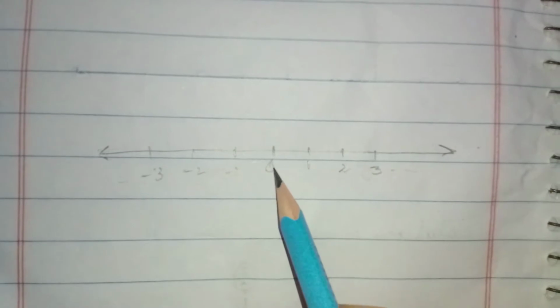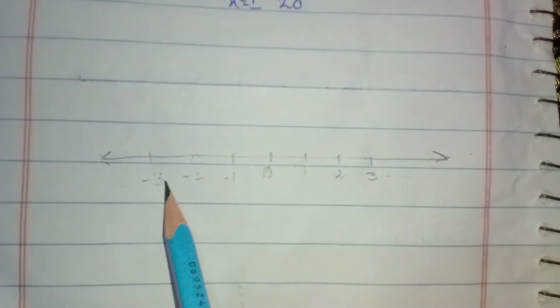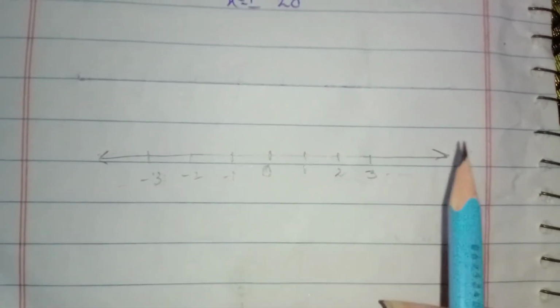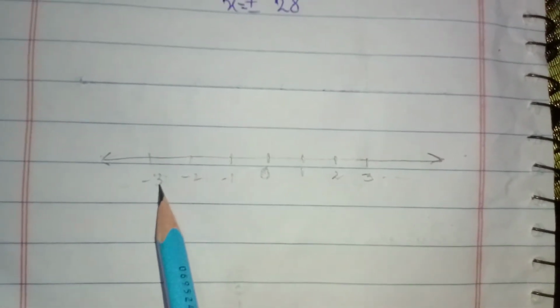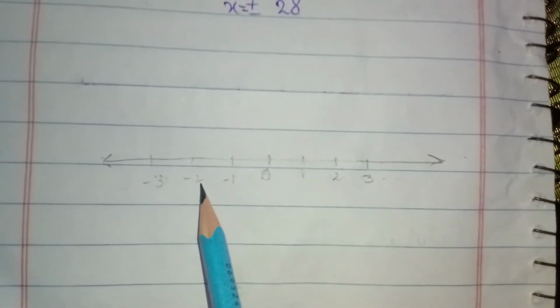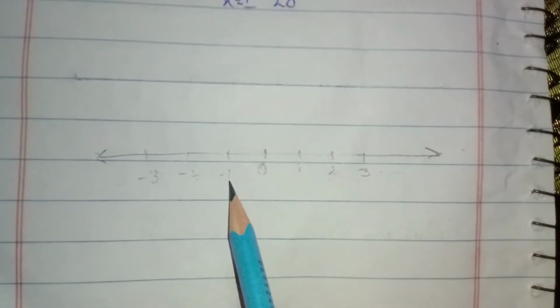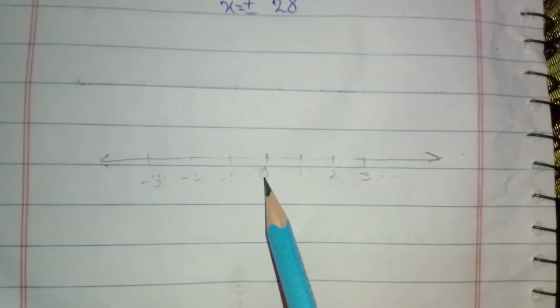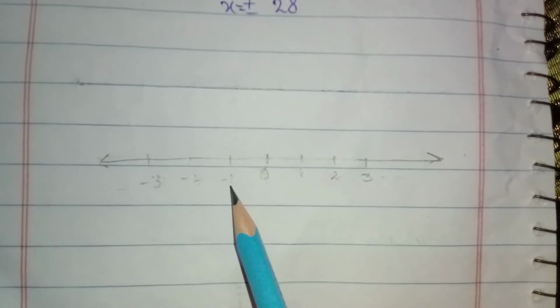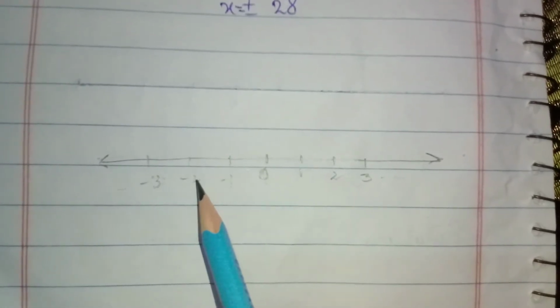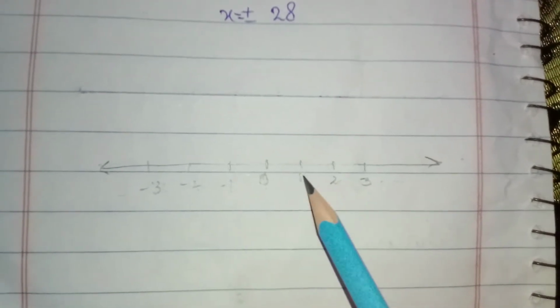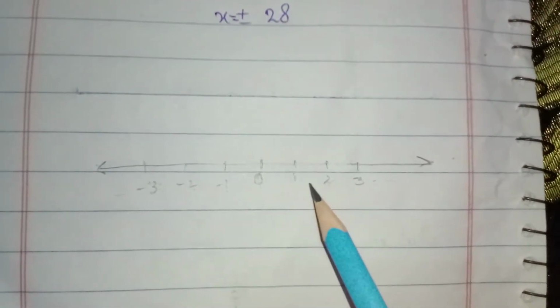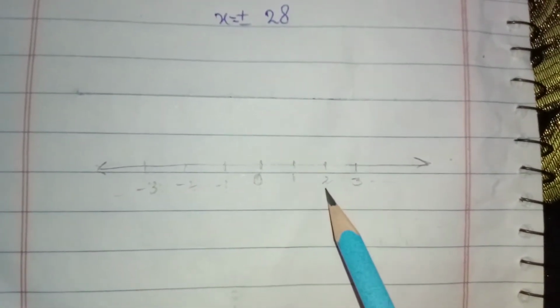Now we have to decide which number is greater and which number is smaller. Starting from left to right, the numbers are increasing: -3, -2, -1 and 0. So 0 is greater than -1, -1 is greater than -2, -2 is greater than -3 and so on. So 1 is greater than 0, 2 is greater than 1 and 3 is greater than 2.